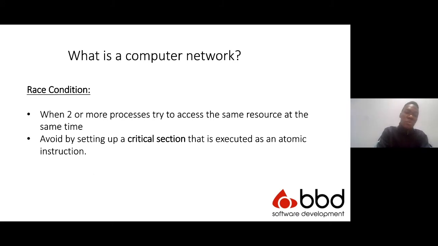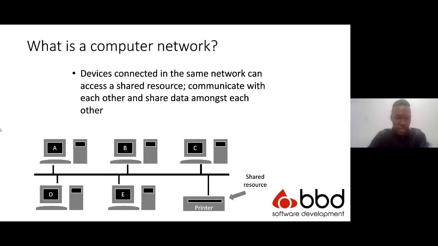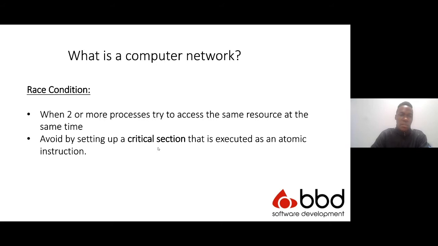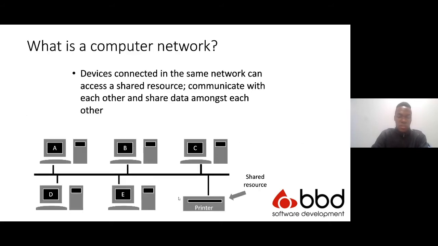There are ways to avoid a race condition, and that is by setting up something known as a critical section. This critical section is executed as an atomic instruction, which means it's one thread at a time. Going back to this example again, if A wants to use the printer, we set up this critical section. That means if B wants to access the printer, it will be denied access because of that critical section.